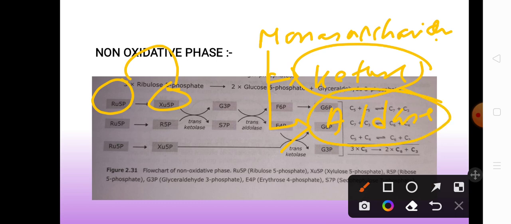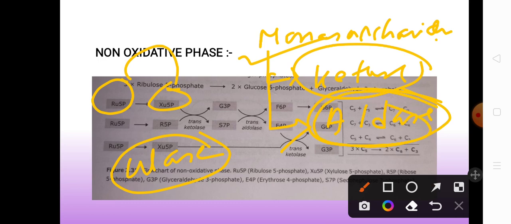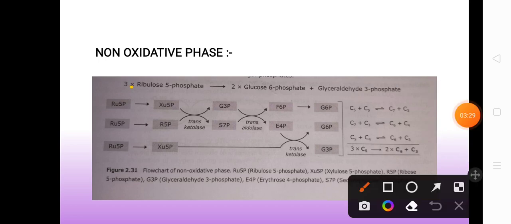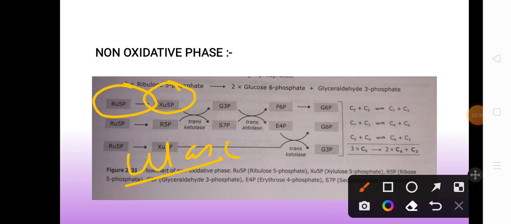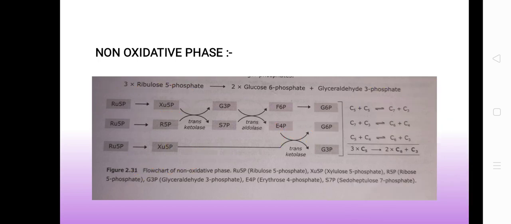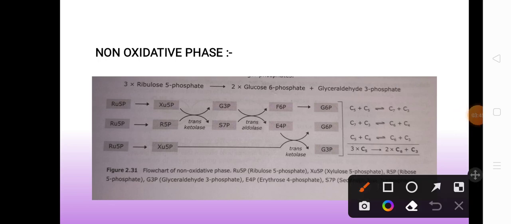Whenever you see any kind of ketose, make sure you will find something like "ulose" in its name. But you will not find this when you are reading any kind of aldose. So ribulose 5-phosphate has "ulose" in it, and xylulose 5-phosphate, xylulose, also has it. That means both ribulose 5-phosphate and xylulose 5-phosphate are ketoses; they have a ketone group.